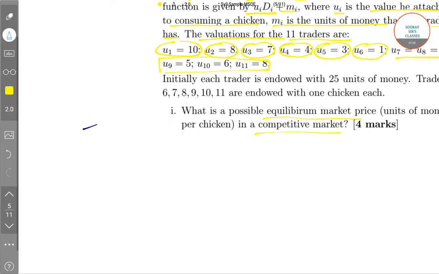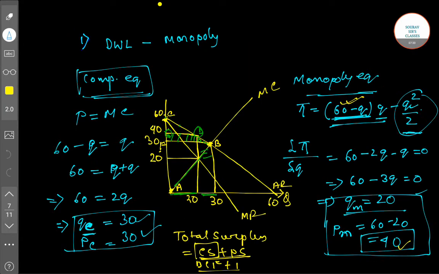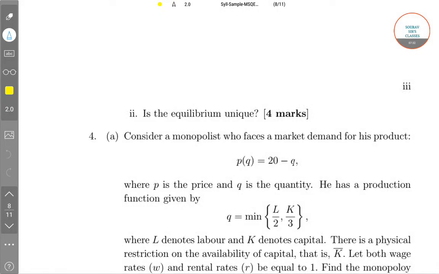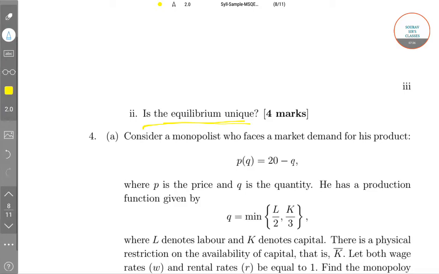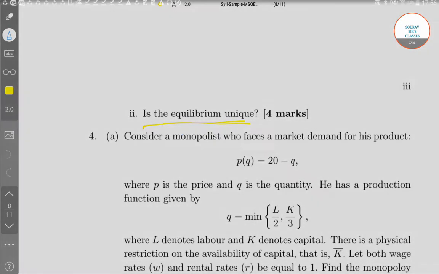And the second question is given as: is the equilibrium unique? So we have to find out the right answer for this question. First of all we need to write down the given things. I hope you guys have seen the answer.